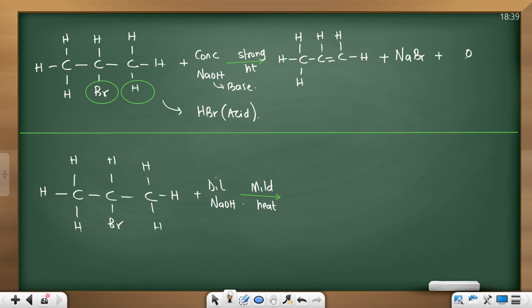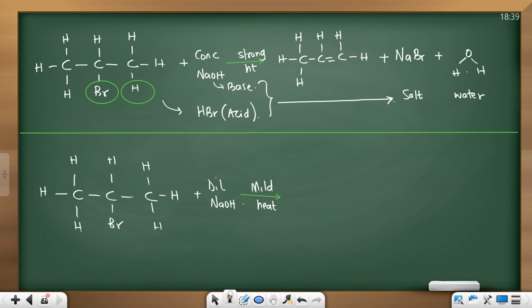NaBr plus H2O. Please take note there. This is a salt and this is a water molecule. Why? Because I have acid and base. Please, does that make sense? When an acid, grade 11, in fact grade 10, acid reacts with a base to form salt and water.